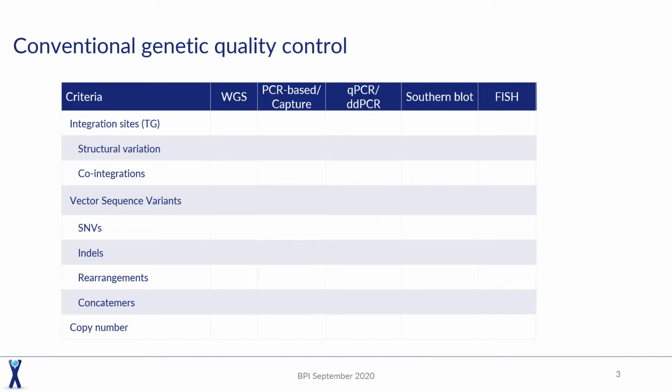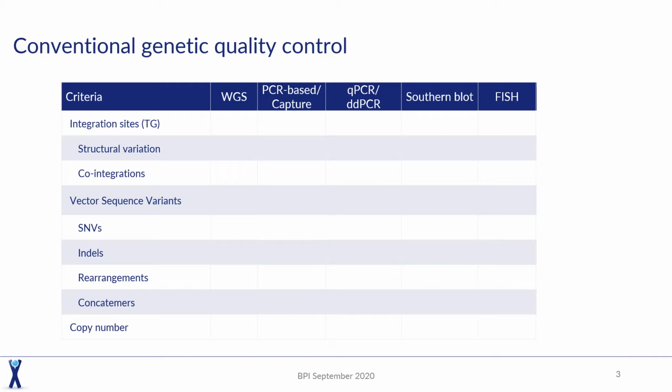So there are a few characteristics and criteria that are typically of interest to our customers. For example, looking at the integration sites, whether any structural variants have occurred due to your transgene, whether there are any co-integrations of foreign bacterial DNA, and looking at the integrity of your vector as well as the copy number.